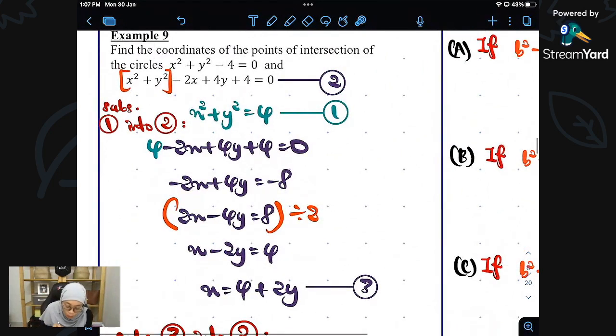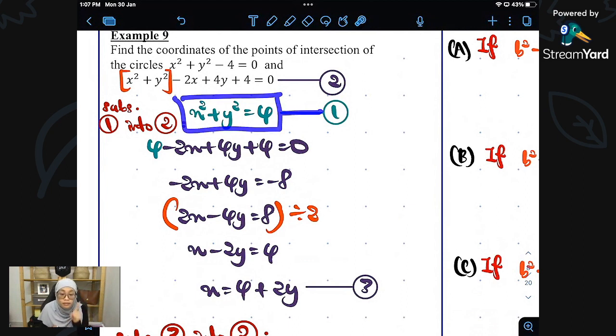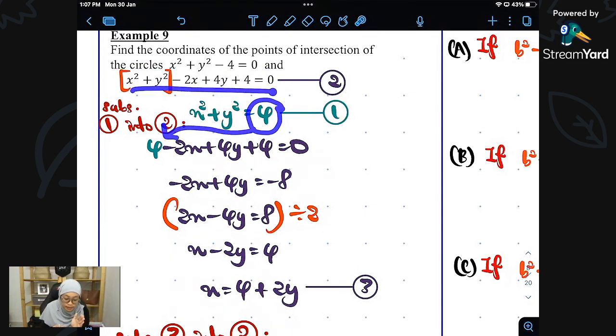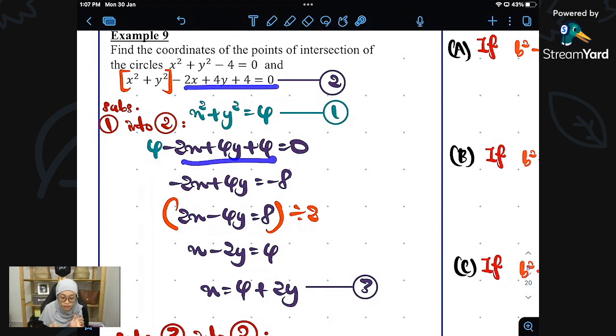We just insert one of the circles into the other. So you will see what I'm doing here: I insert this one circle into another circle. This one, x squared plus y squared equals 4, it has the value 4, right? So I put this value 4 into the long circle equation. I substitute equation 1 into equation 2. I label this as 2. This is my solution, all right? So when I insert it, I get 4 here minus 2x plus 4y plus 4 equal to 0. And so I solve it.